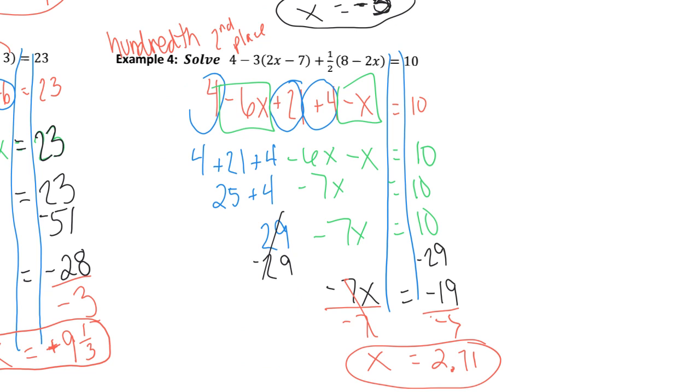Okay, so I distributed. Remember, you're distributing a negative 3 here, a negative 3 here. So it should be a plus 21 and a minus 6. And then you're taking half of 8, which is 4, and half of negative 2, which is negative 1. And you combine all your like terms, and you should get down to this here. Then you do the opposite of addition, so subtract 29. And then the opposite of multiplication, so you divide by negative 7. And again, we said round to the 100th place, the second decimal place, so you get 2.71.